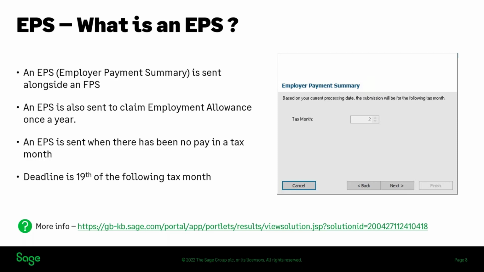The deadline for an EPS is always the 19th of the following tax month. So you have up till the 19th of the following month to submit your EPS. So for example, we have until the 19th of June to submit your employer payment summary information for this tax month.